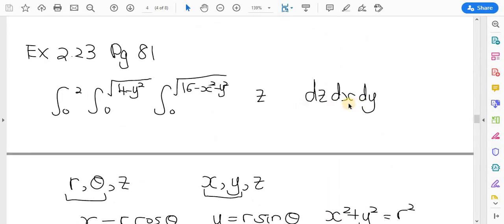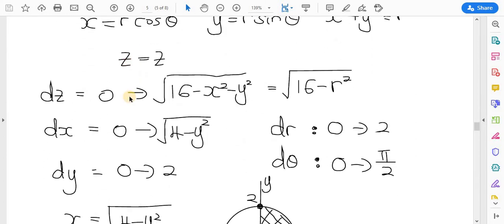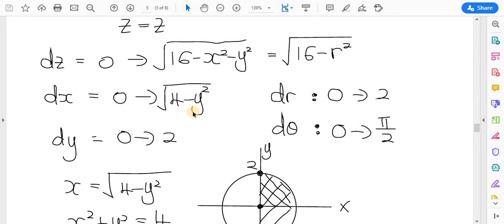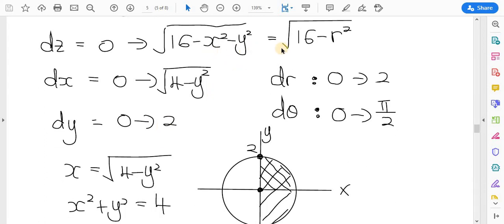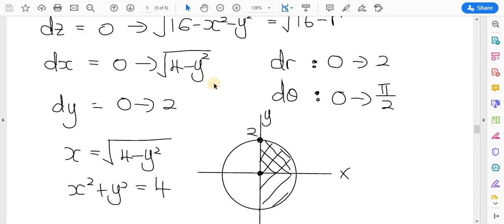And for the x, the interval is from 0 up to square root of 4 minus y squared. And dy is from 0 up to 2. So this one we already converted to the cylindrical coordinate format, but for these two, we need to redraw it in a 2D diagram in order to know the region that is wanted by the question.